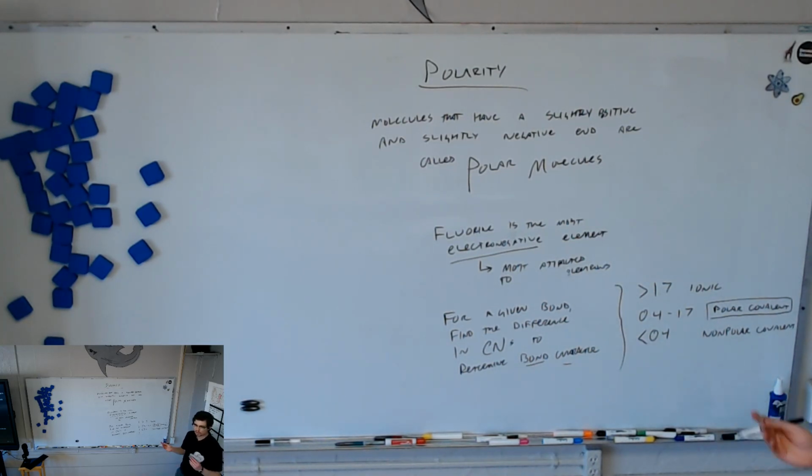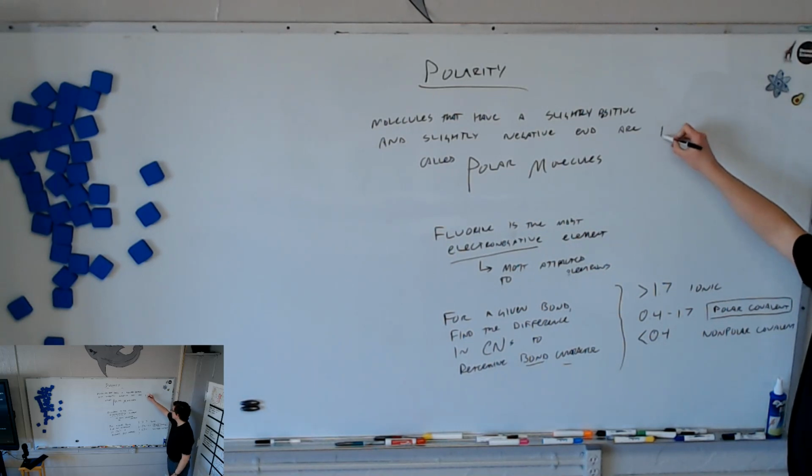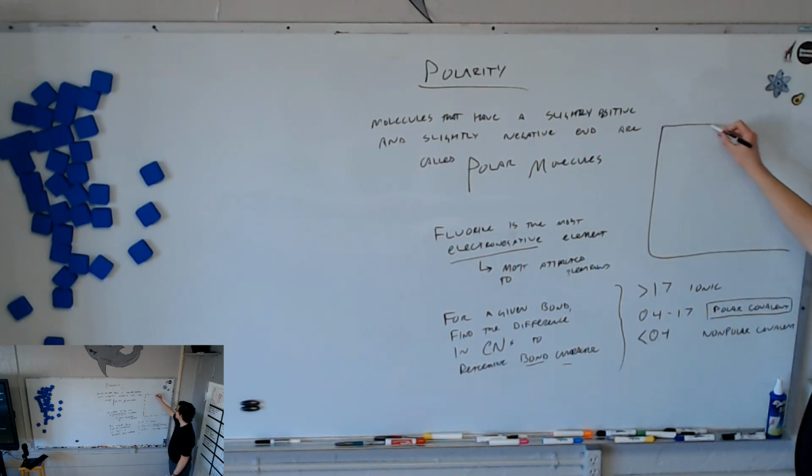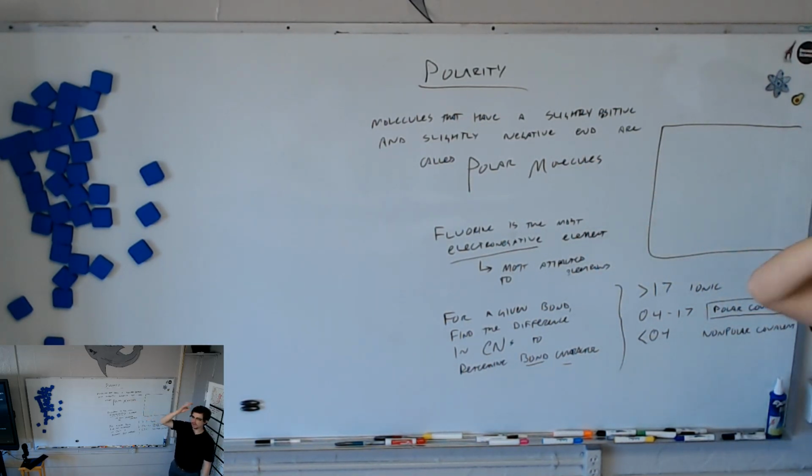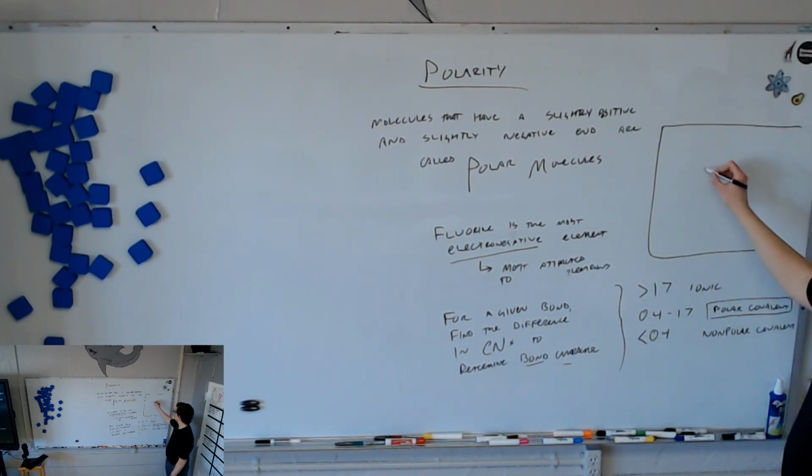And what does polar mean? Well, that's the last thing we're going to talk about today. Well, I guess we probably have two more things, but basically it's this. A polar molecule is one, like we said, that has a slightly negative end and a slightly positive end. The classic example of this is water. So draw a little water molecule here.